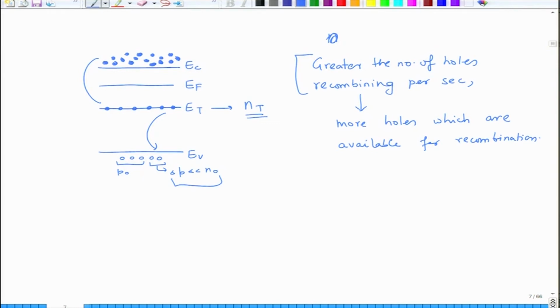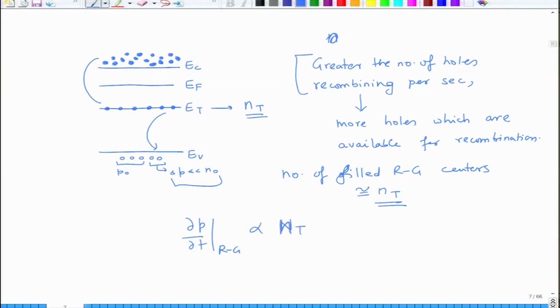So you can say that since the number of filled RG centers is approximately equal to NT, which is, these are the small nt, these are the electronic trap centers, and we expect this rate of change of del P by del T Rg to be approximately proportional to small nt, not capital NT, because whatever electrons are here, they are the ones which recombine. So, if you do not have electrons here, there will be nothing to recombine. So, depending upon the number of traps, your recombination rate will proceed.